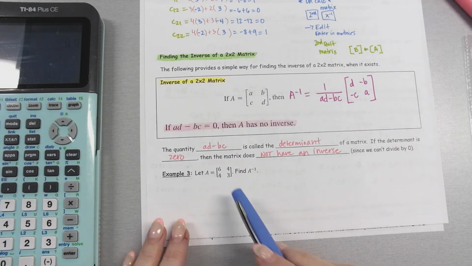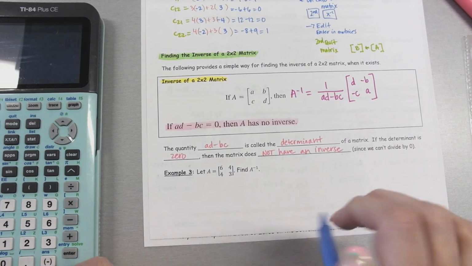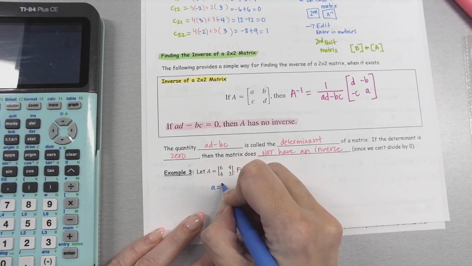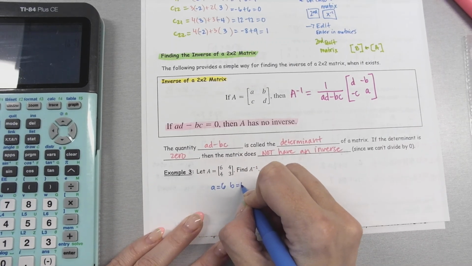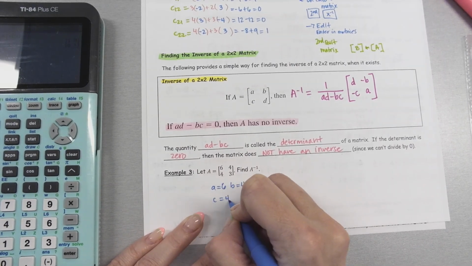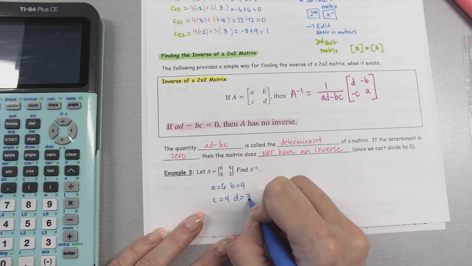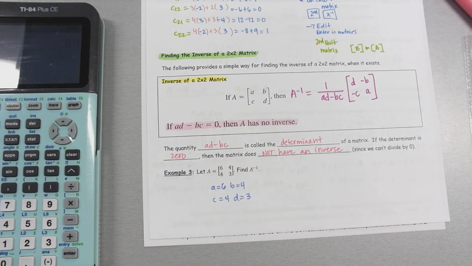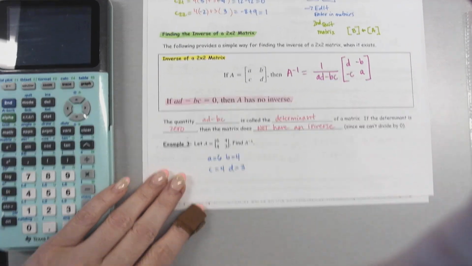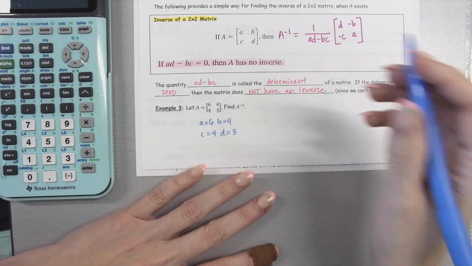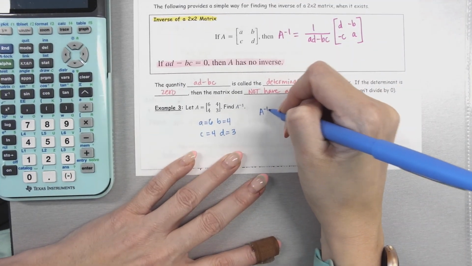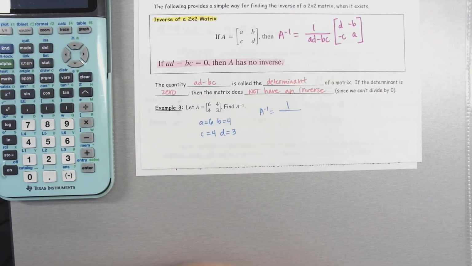All right, so if they give you this matrix, your A value is 6, your B value is 4, your C value is 4, and your D value is 3. We can use our equation, so we're just going to plug in our values. Go ahead and plug them in for the fraction, and then see if you can plug them in for your inverse.